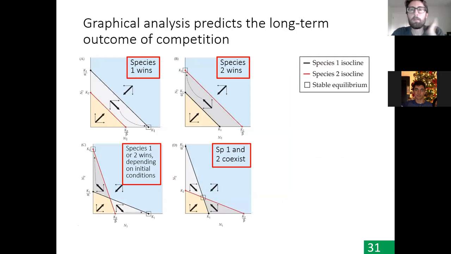Okay, so just to sum up the outcome of graphical analysis of this Lotka-Volterra model, we get 4 different possible outcomes based on the relative size of the x and y intercepts of the isoclines. Either one species wins or the other species wins, or the outcome depends on the initial conditions, or they coexist. All 4 possibilities can happen. It just depends on the isoclines and how they cross, or whether they cross.